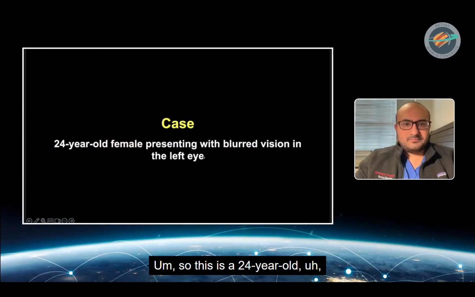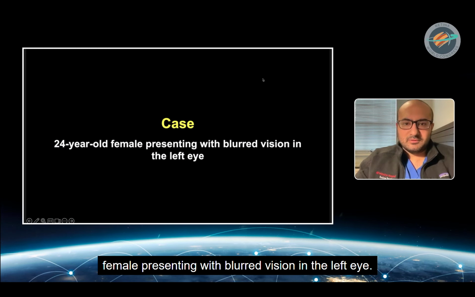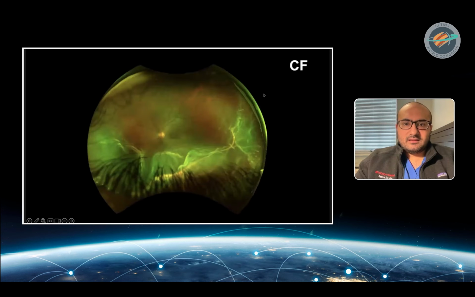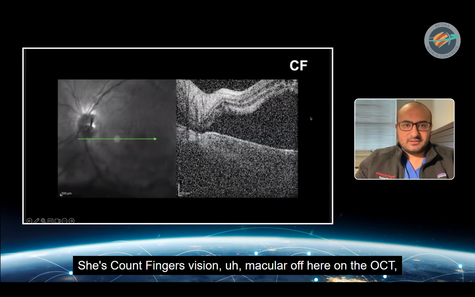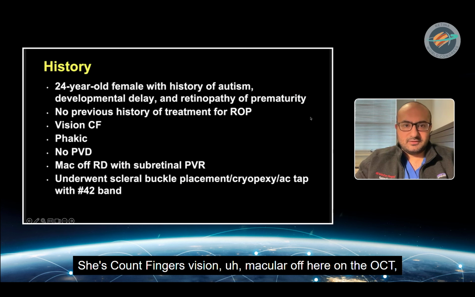great. So this is a 24-year-old female presenting with blurred vision in the left eye. She has a macula-off retinal detachment with a large subretinal PVR band. She's count fingers vision. Macula is off here on the OCT.